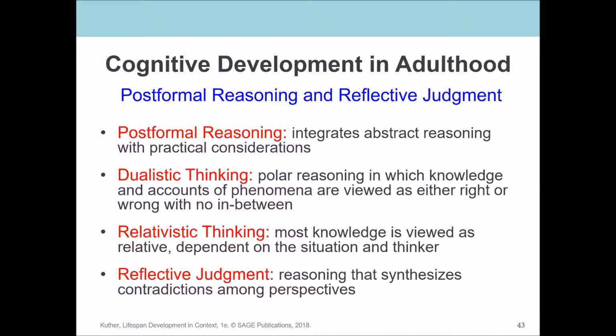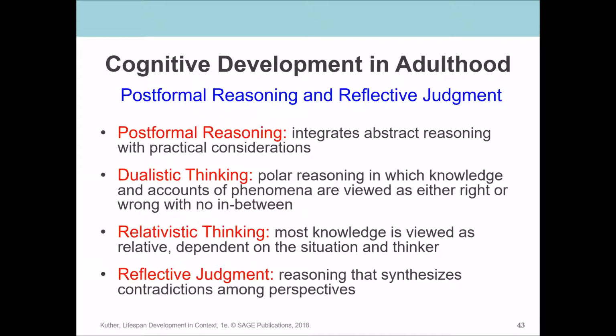Now, relativistic thinking is a little bit different. In this case, we progress to realizing that knowledge is viewed as relative and dependent on the situation itself and on the thinker. Beliefs are subjective, there are multiple perspectives on a given issue, and all perspectives are defensible. So we start to say that people think differently and attack the problem differently, and each perspective may be correct. There's validity to both perspectives.